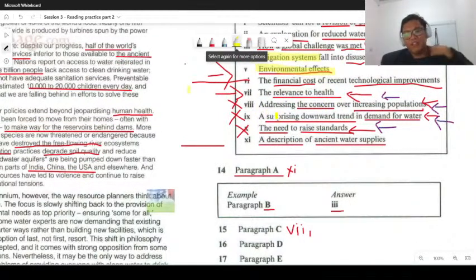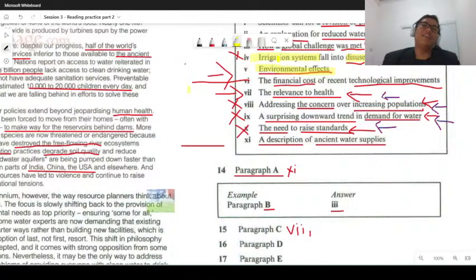Relevant to health, we already used that. Increasing population, absolutely not. Surprising downward trend, nope, that's definitely not. There's a lot of issues in that paragraph. The need to raise standards, no standards were described there, and XI or the 11 has already been used. So we're left with two answers. Irrigation system fall into disuse or environmental effects.